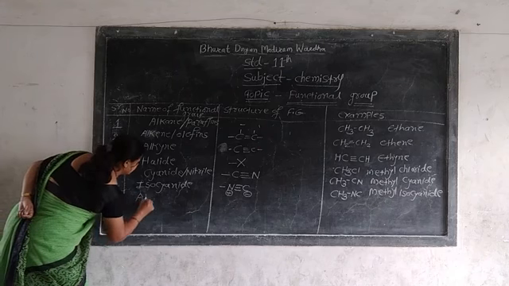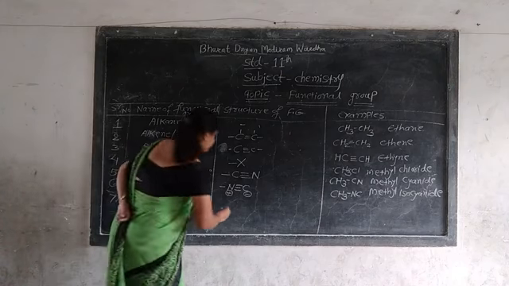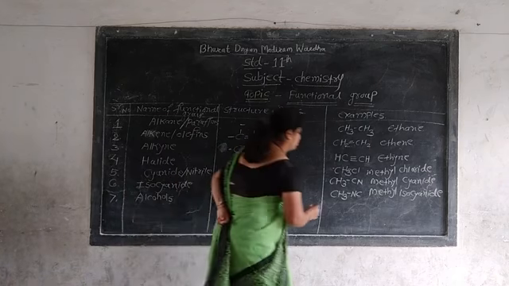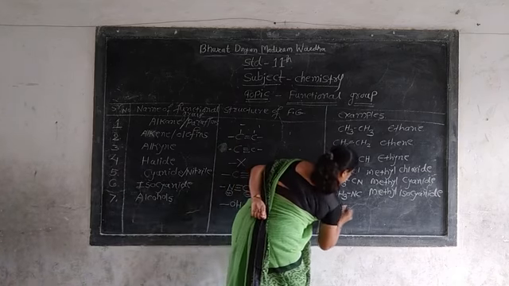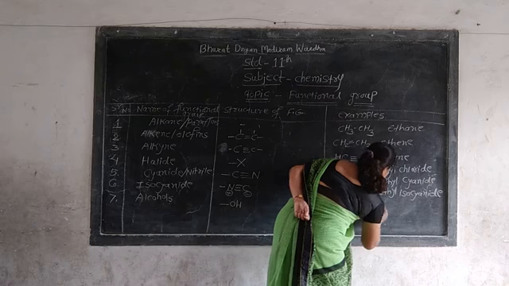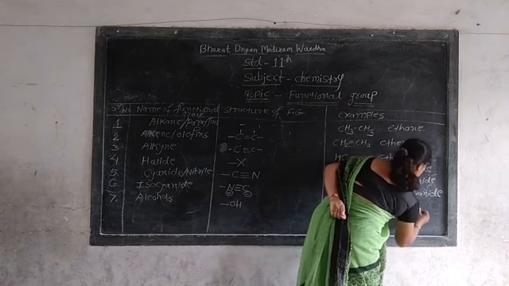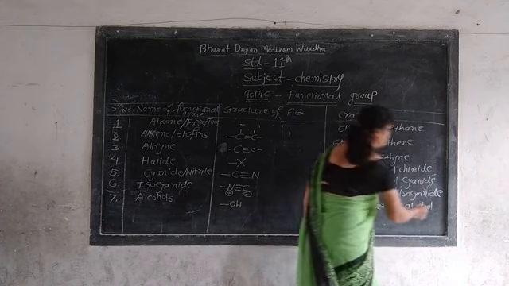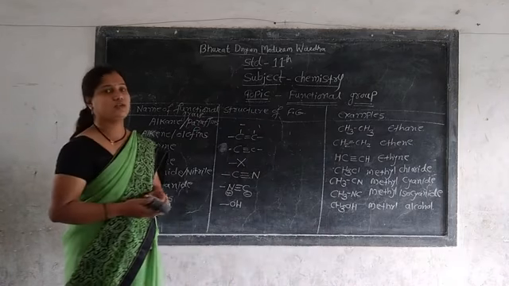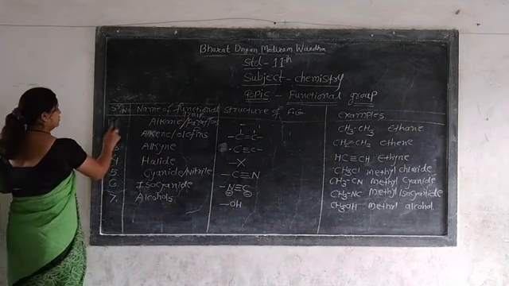Then next is alcohols. The functional group for alcohols is OH. An example is CH3OH, methyl alcohol. These all are the various functional groups present in various organic compounds. Again, there are more functional groups.